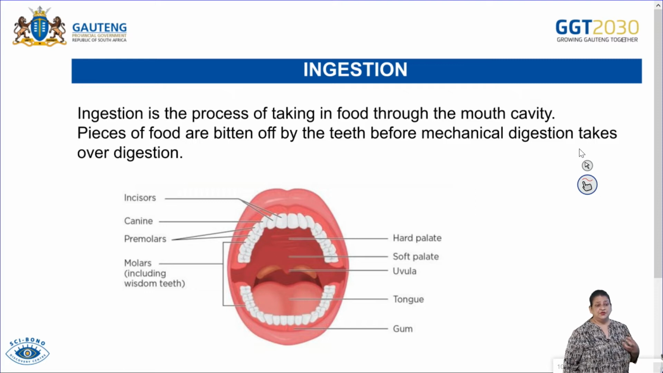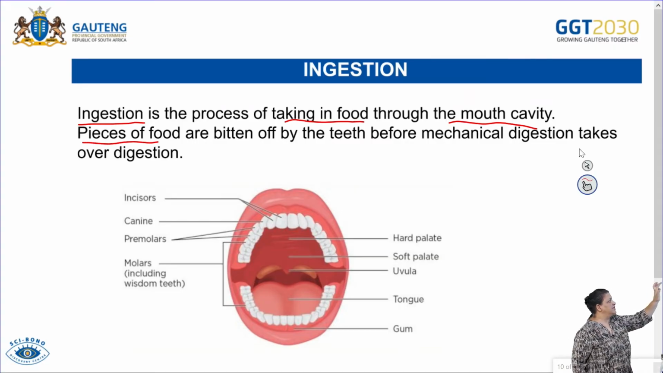Okay, your teeth, remember, every day you are crushing things. So when you crush food and bite food and chew food, we call that mechanical digestion. So in the mouth, first of all, there's ingestion, the taking in of food through the mouth cavity. Here's the cavity, the opening. Pieces of food are bitten off, so you bite food with your teeth. And then when you're chewing the food, it's called mechanical digestion.